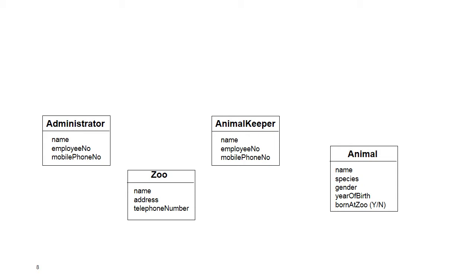Note also the attribute born at zoo in the animal class. I have there a parenthesis with a Y and an N, yes or no. With this, you usually show that this attribute born at zoo has a Boolean value. It could either be yes or no, true or false. So that's the reason why you model this Y and N in parentheses.